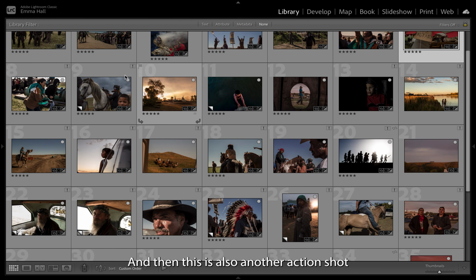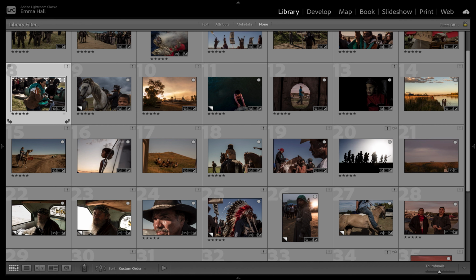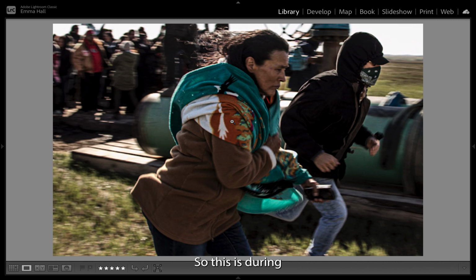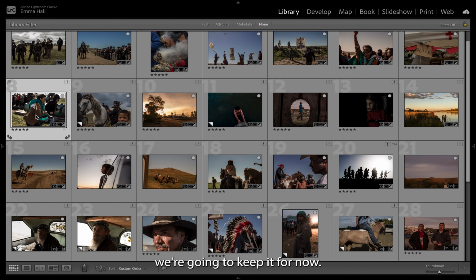And then this was also another action shot that I was a little bit iffy on. This was during one of the direct actions. You can tell from this woman, the other woman with her fists in the air. And this was after the police had arrived and they were warning others who were coming up to these kinds of supposedly front lines. So I like this photo because it's blurry. You don't really know what's going on. Why are they running? Why aren't these people in a hurry? Again, it's not a great photo, but I think it's an important piece to the story. So we're going to keep it for now. We'll just put it up there.